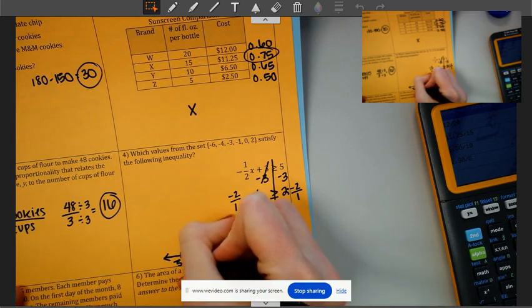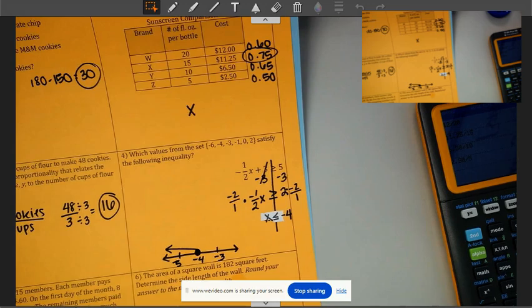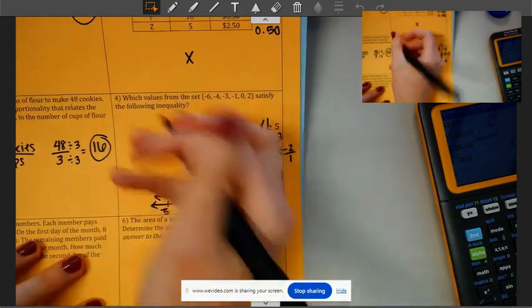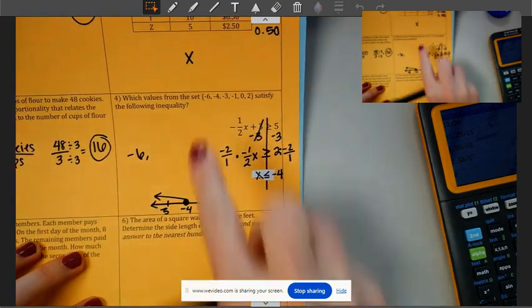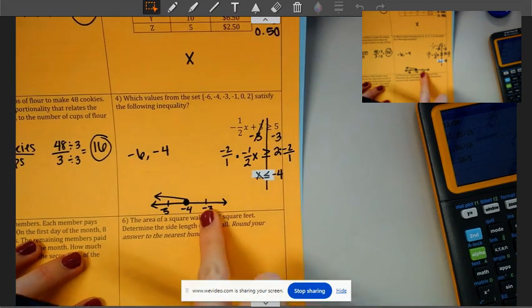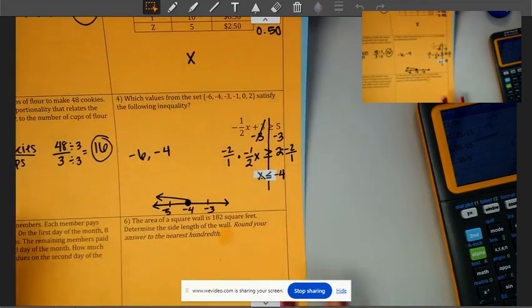Greater than or less than or equal to is a closed circle, and then my arrow would go to the left. So any number that would fall in that graph would make sense. So negative 6 is less than negative 4, so that would work. Negative 4, it's part of the or equal to, so negative 4 would work. But if I look here, negative 3 is greater than negative 4, so all of these other numbers would not be possible.